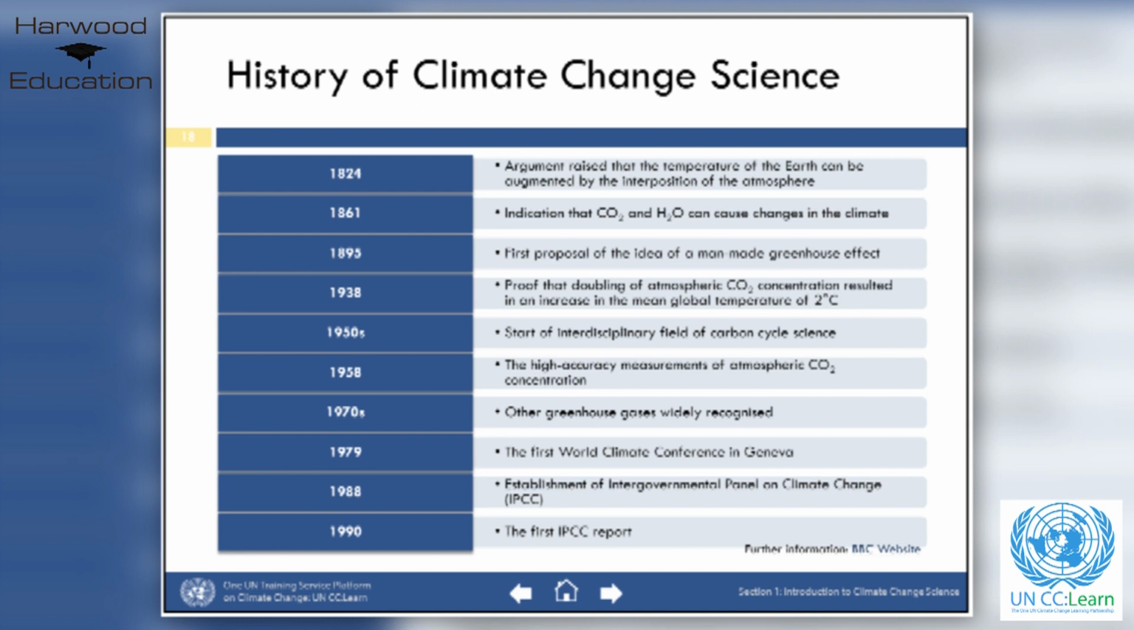In 1990, the IPCC delivered its first assessment report on the state of climate change, predicting an increase of 0.3 degrees centigrade each decade in the 21st century.